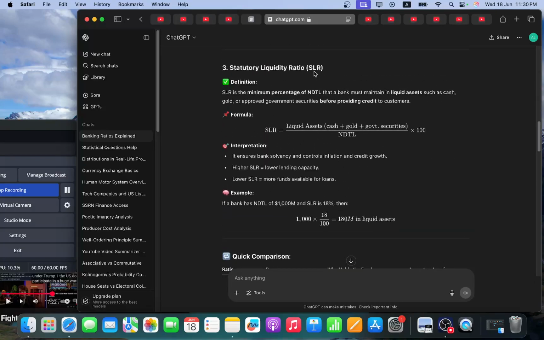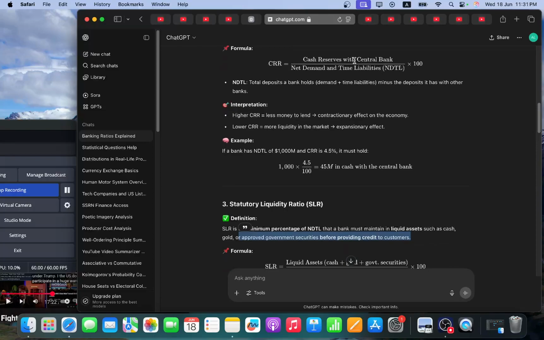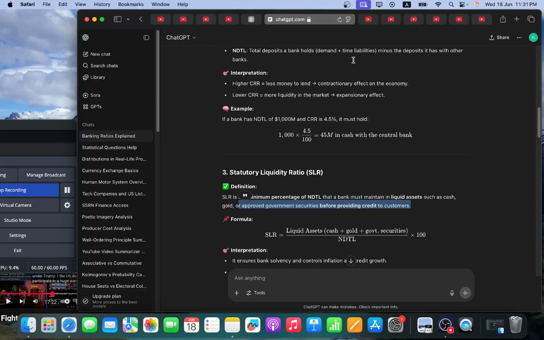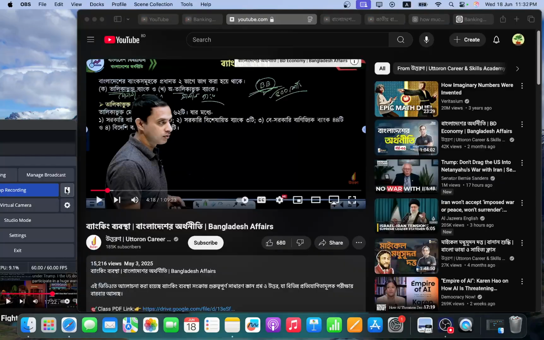Statutory liquidity ratio, SLR definition. SLR is a minimum percentage of NDTL that a bank must maintain in liquid assets such as cash, gold, or approved government securities before providing credit to customers. Again, this is something similar that we are not going to do right now. It deals with NDTL. So NDTL probably is an important measure, and one thing deals with liquid assets and the other thing deals with cash reserves at a central bank. So these two things are the only distinction, but more or less I think I got what I was looking for.